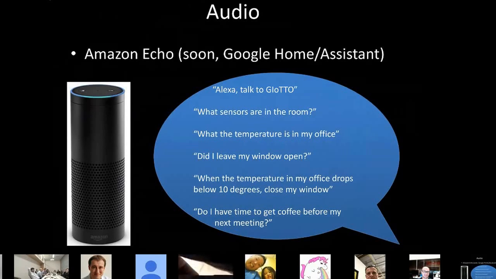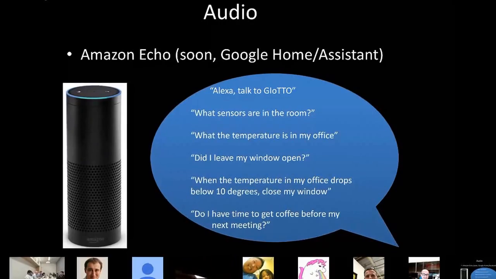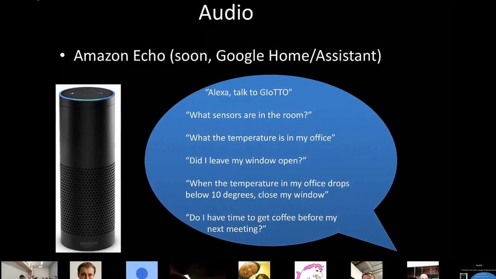So we have an Echo in our environment, so we can have it start communicating with Giotto by saying, Alexa, talk to Giotto. I can ask what sensors are in my environment. I can ask about specific sensor values. So, what is the temperature in my office? It actually isn't talking to one sensor, but getting an average across all the temperature sensors if there's more than one. I can ask it for the state of different things in my office, like did I leave my window open? And then this other example: do I have time to get coffee before my next meeting?